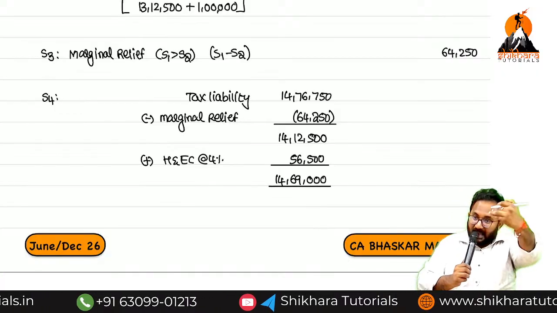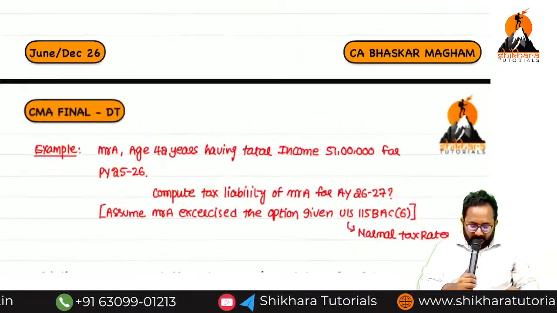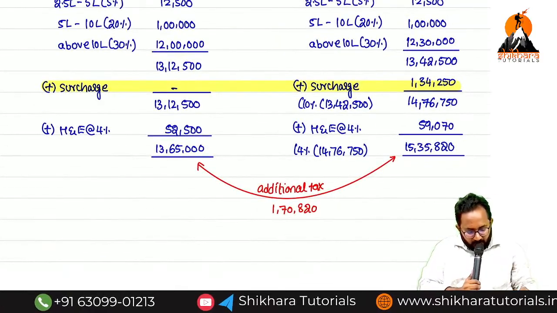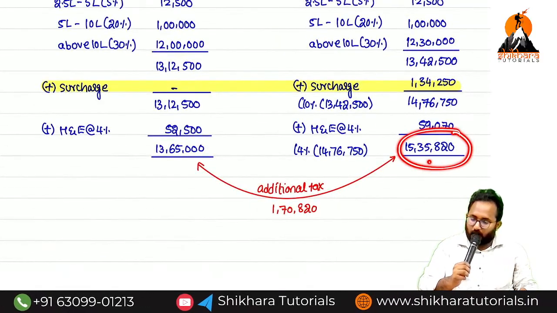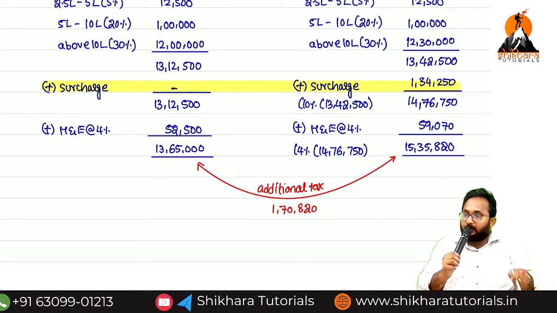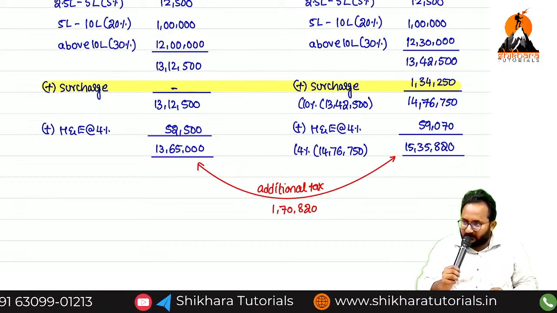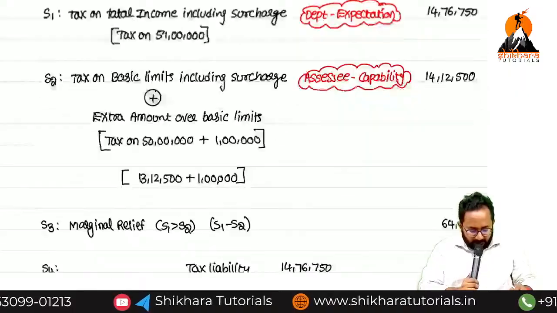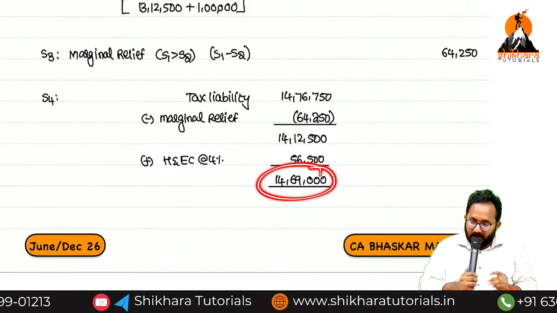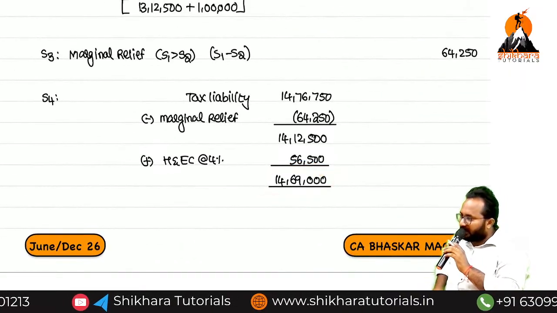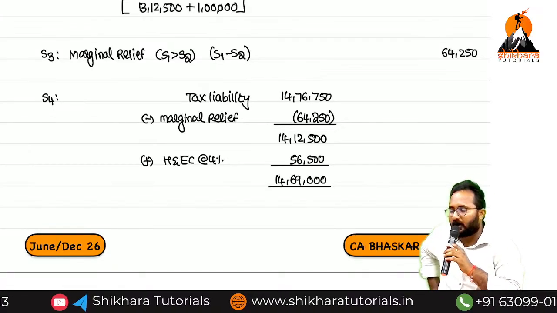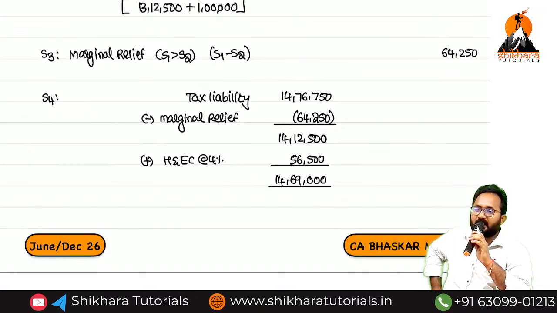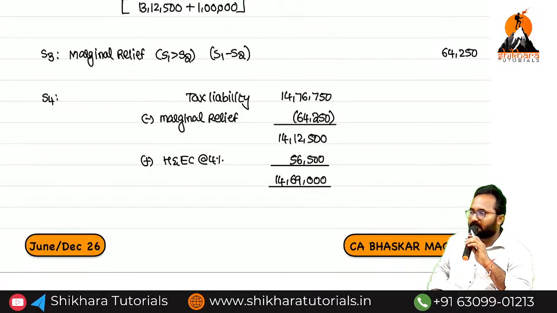Sir, if you calculated directly without marginal relief, how much amount did you get, ma? 15,35,820. It is wrong because he is eligible to get the marginal relief concept. After claiming the marginal relief, if you pay 14,69,000 it is enough.